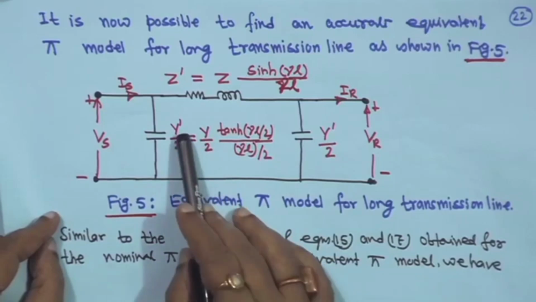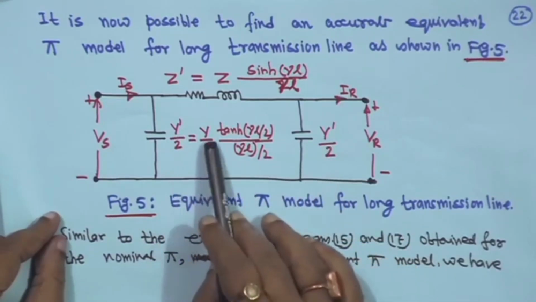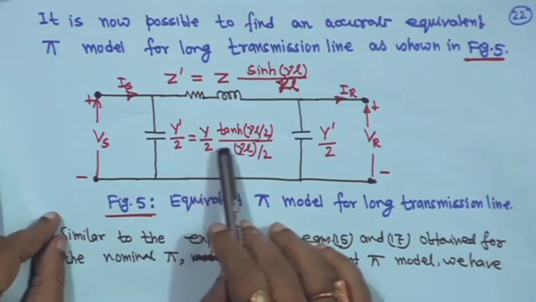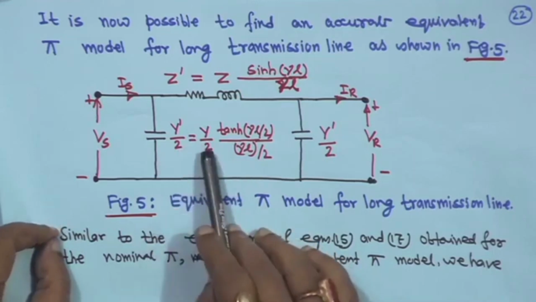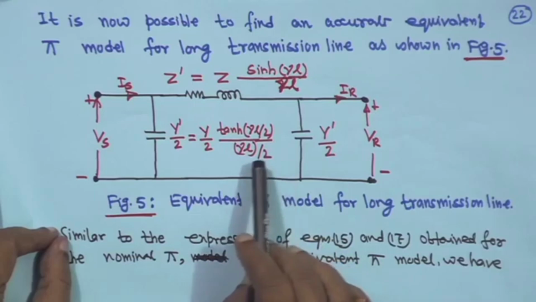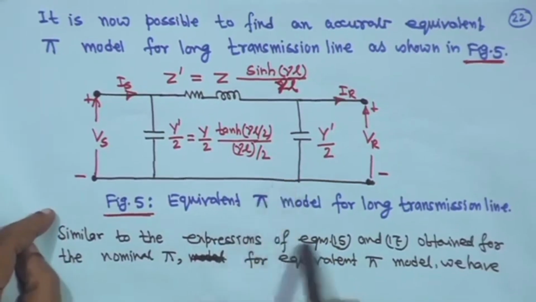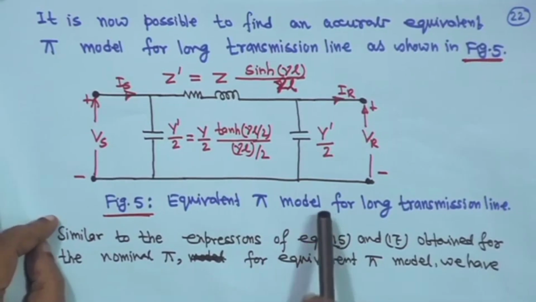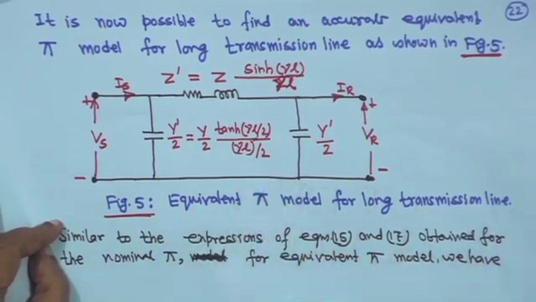And instead of y/2, this side is y'/2, this side is y'/2, and y'/2 is equal to y/2 multiplied with tanh(γL/2) divided by γL/2. When we did the ABCD parameters for the pi model, it was only y/2. How things are coming I will come to that, but this is the pi representation of the long line, right.